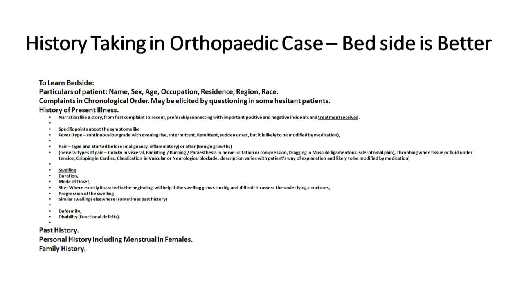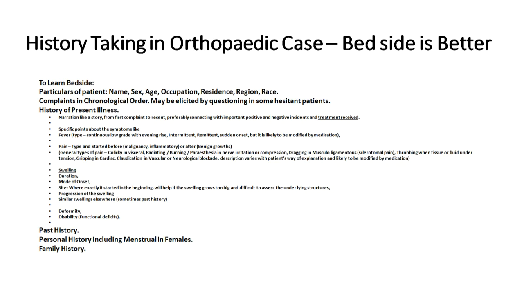So complaints in chronological order may be elicited by questioning in some hesitant patients. History of the presenting illness is a narration like a story from the first complaint to the recent one, preferably connecting the important positive and negative incidents and treatment received. So specific points about symptoms like fever, you ask: the type, continuous, low grade fever, evening rise, intermittent, remittent, sudden onset, or modified by medication, chills, rigors.